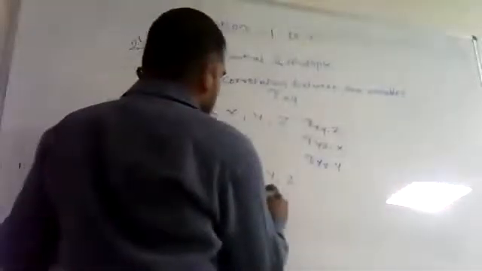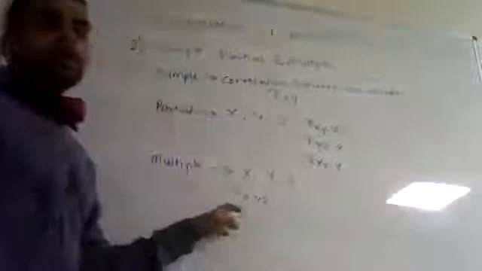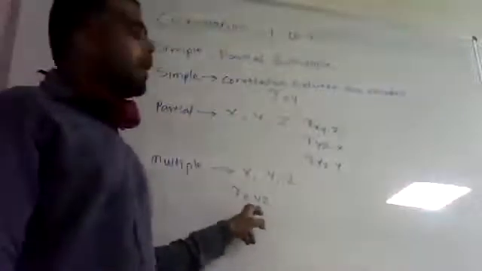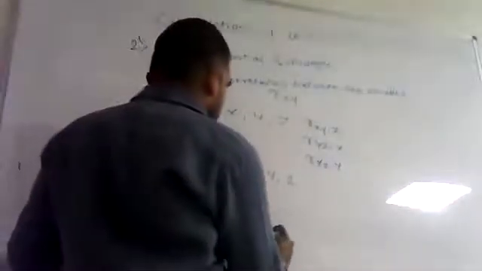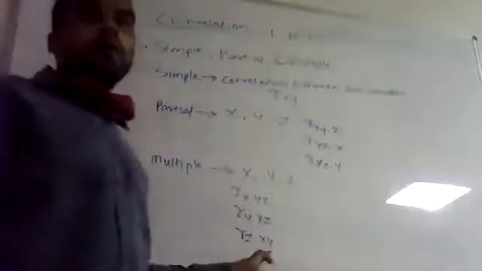So multiple correlation is the correlation of one variable with several other variables, and it is denoted as R x dot yz. That means it is the correlation of x with variables y and z. R y dot xz is the correlation of variable y with x and z, and R z dot xy is the correlation of variable z with x and y.